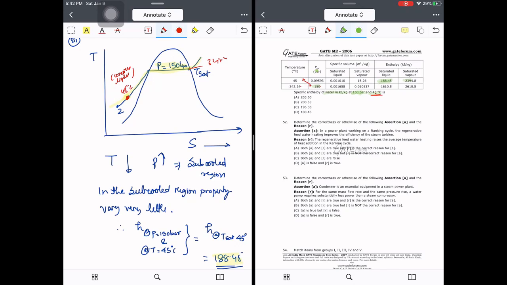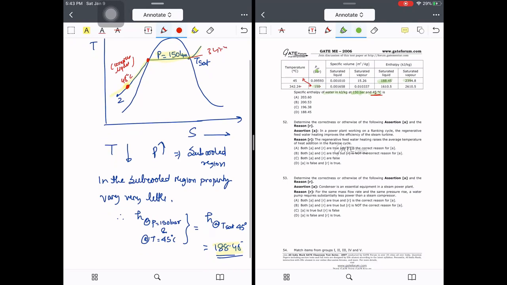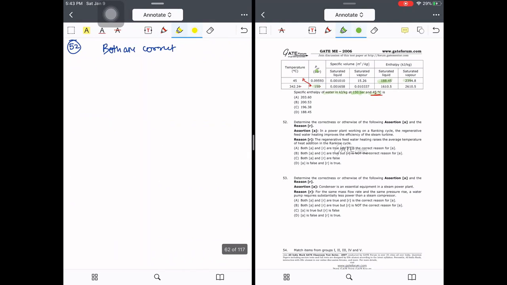The concept is this: saturated temperature represents this dome, but when it comes to 45 degrees centigrade, it indicates that my point lies here in the compressed zone. And we know that in the compressed zone the volume of the liquid doesn't change appreciably. That means all the properties more or less behave like a compressed liquid, so its property is the same as that of here. At 45 degrees, what will be the enthalpy of the liquid? It will be 188.45, which is our answer.